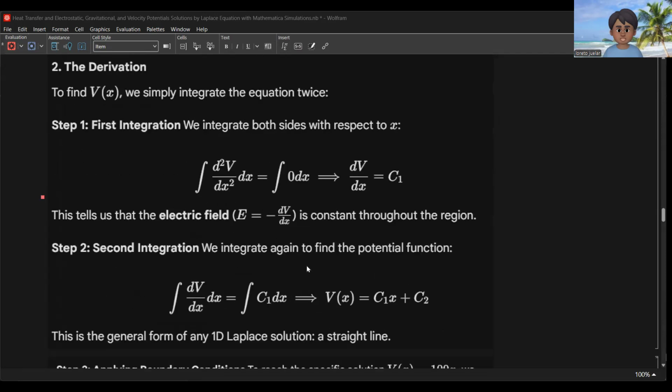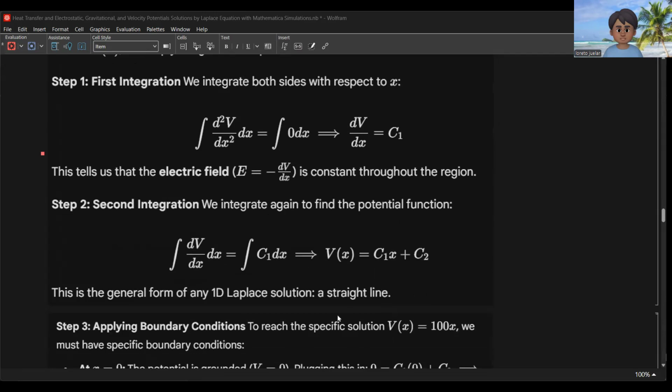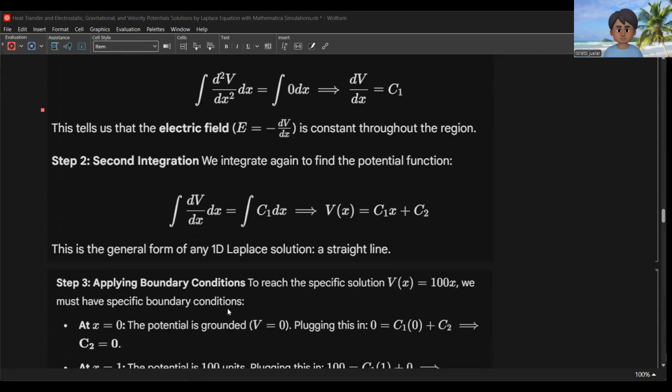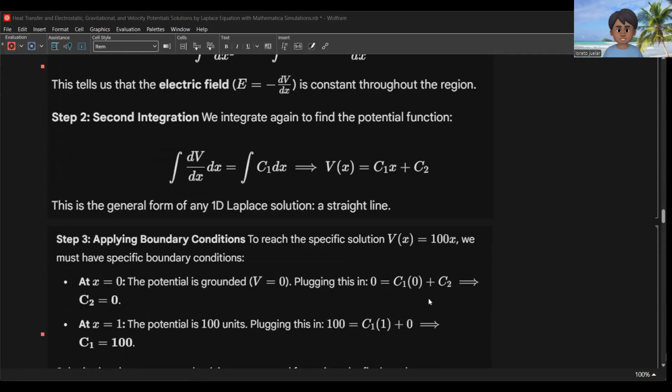So for the second integration, the integral of dV/dx times dx is equal to the integral of c1 dx. We have V of x equal to c1x plus c sub 2. So this is the general form of any 1D Laplace solution, a straight line. Applying boundary conditions to reach the specific solution, V of x equal to 100x, we must have specific boundary conditions.